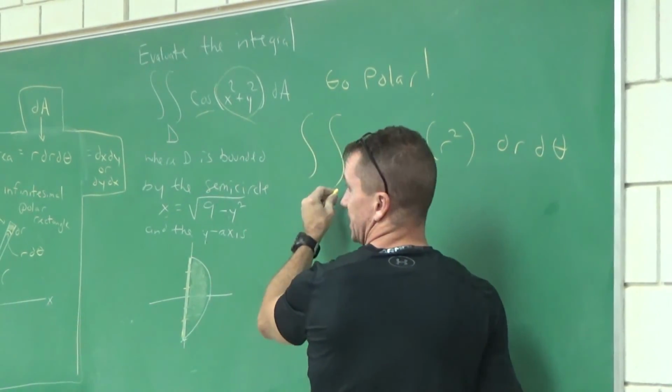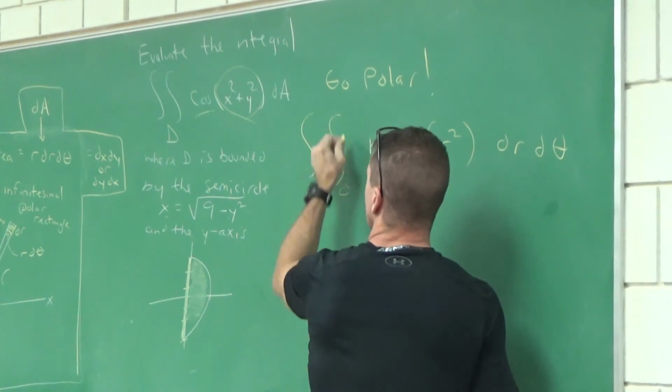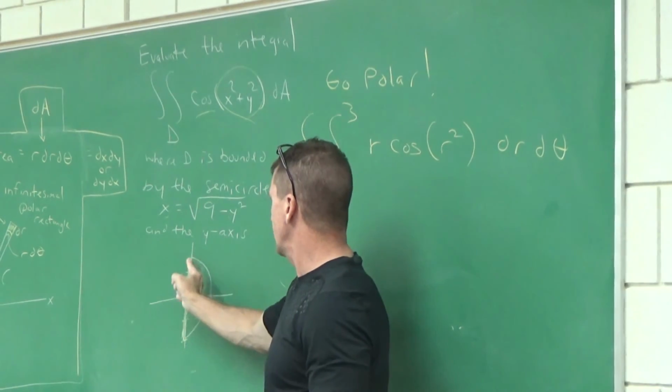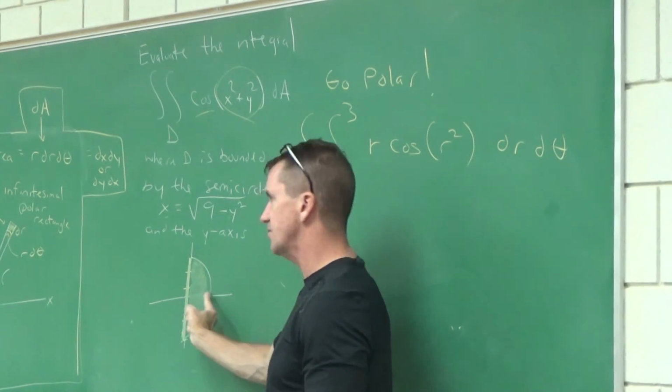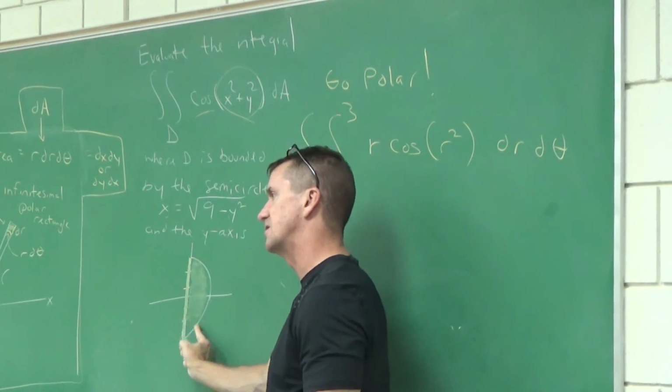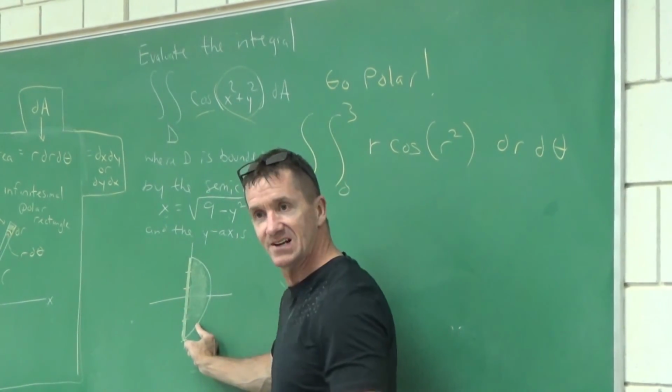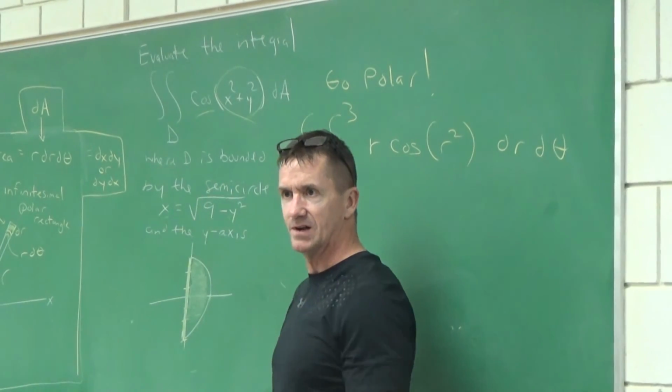Ooh, the radius is going to be easy. Do you all agree it's just 0 to 3? Look at the shaded region. From here to here, 0 to 3. That's how the r is measured, from the pole. They call it the pole. The pole is the origin. From the pole out to the edge of the curve, it's always 0 to 3.